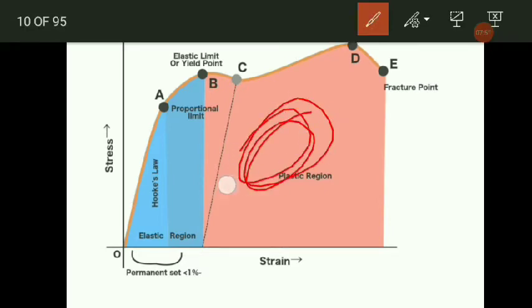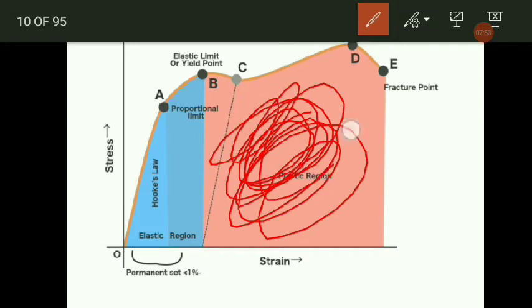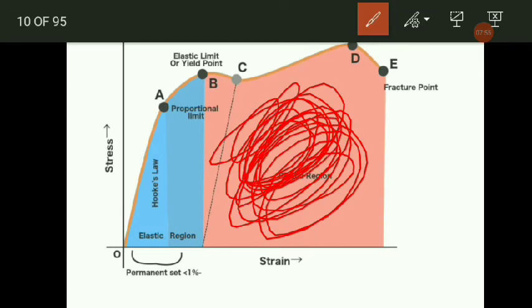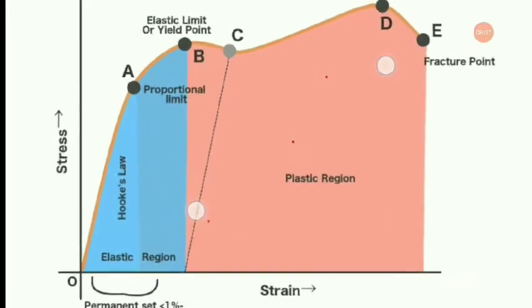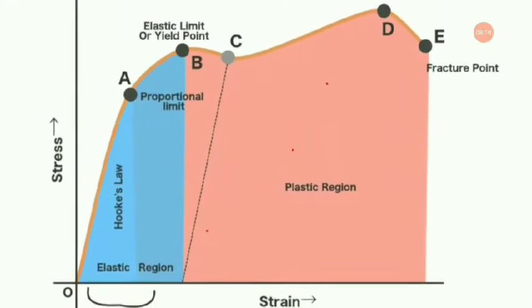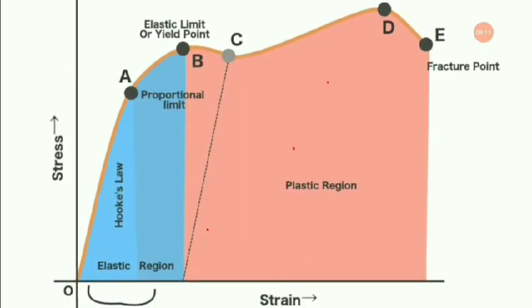So this region is our region. This one is the elastic region, and this one is the plastic region. Now here again, this is the proportional limit. Beyond this, these two points, the proportional limit and the elastic limit, you can consider more or less similar.